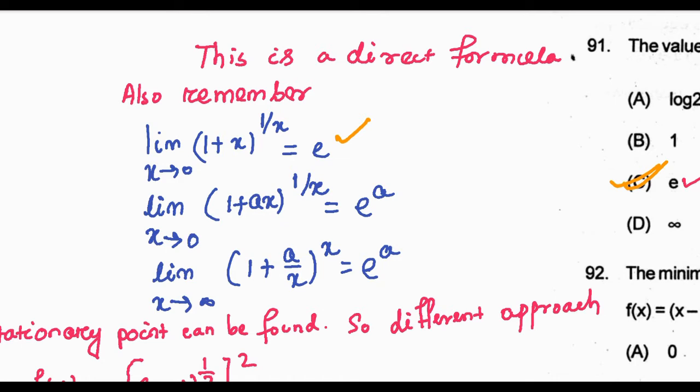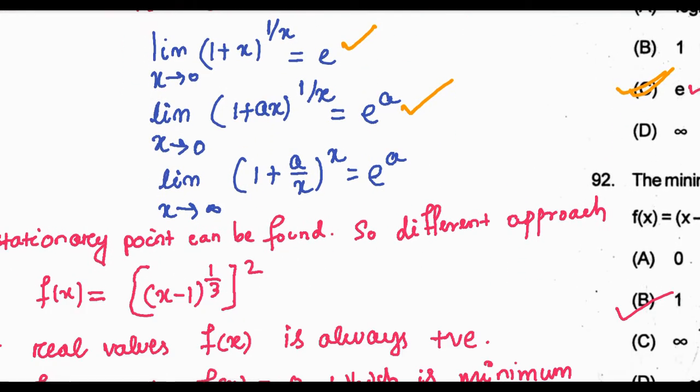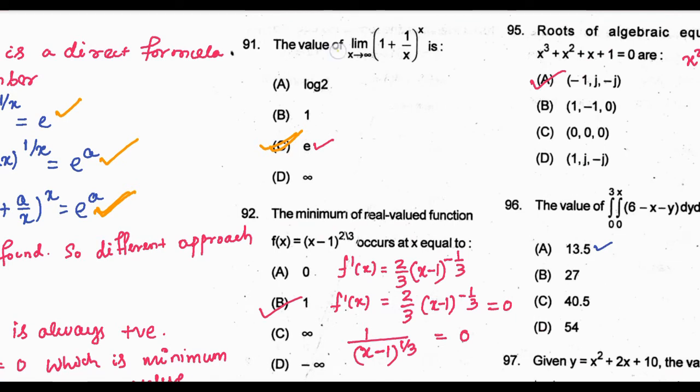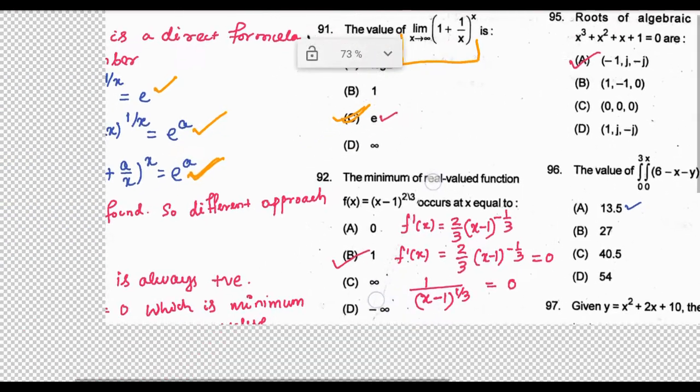Another formula is limit x tends to 0, (1 plus ax) whole to the power 1 by x is equal to e to the power a. Another formula is limit x tends to infinity, (1 plus a by x) whole to the power x is equal to e to the power a. So these are the formulas we have to remember. These are direct formulas, and we can also prove them using different conditions and different methods. We are not doing that now, as that one will be lengthy.